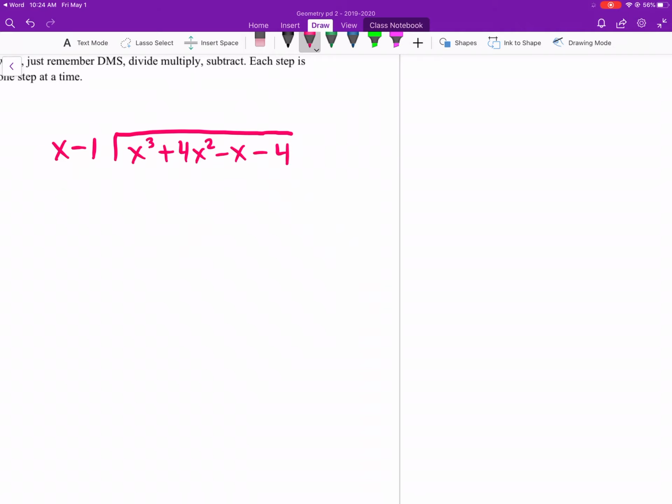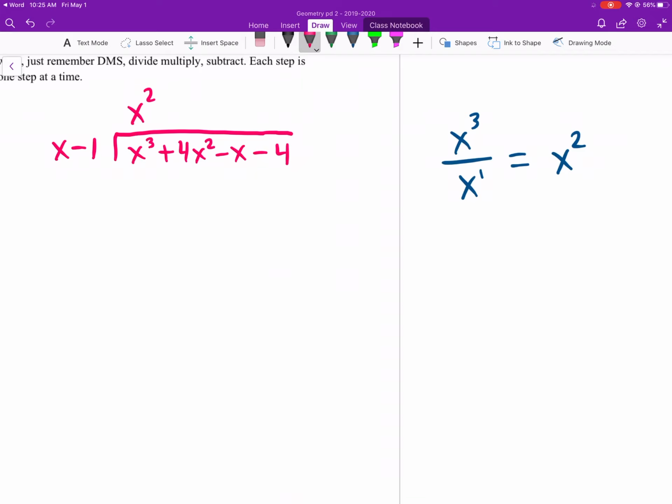The first terms: you take the term on the inside, which is x cubed, and you divide that by the first term on the outside, so x. Those are the first terms of the two polynomials, x cubed and x. Remember, this is x to the first power. So when you divide those first terms, you end up with x squared. Put that quotient, the result, on top, which is x squared.